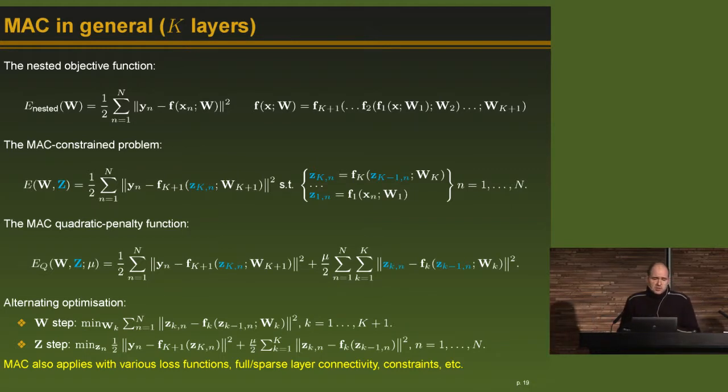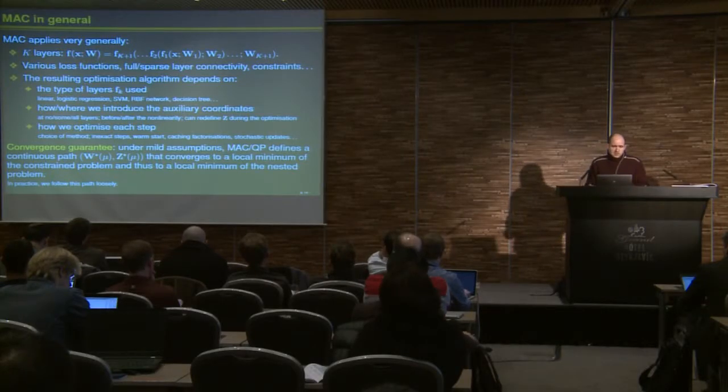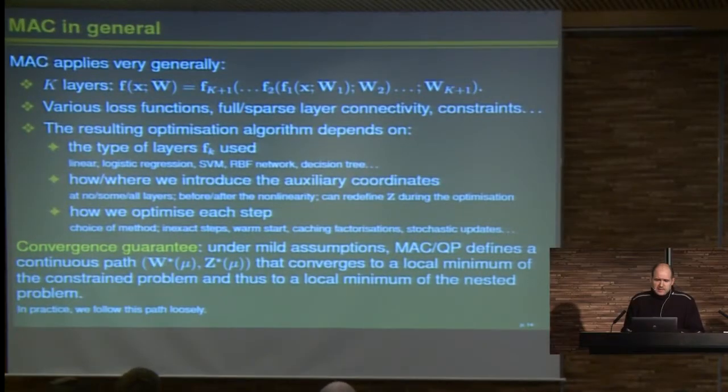You can use various loss functions, constraints, different penalties, etc. The resulting optimization algorithm will depend on the model that you have, basically, the type of layers, how you introduce the auxiliary coordinates. Again, there are more details in the paper about that. And also how you optimize each step. And that's a crucial thing to do, because the steps should be fast and should be simple. One can prove under mild assumptions that doing this will converge to a minimizer of the original nested problem. And what we are doing is following a path in the space of the parameters, the functions, and the coordinates, which is indexed by the mu parameter, and that path converges to this local optimum.